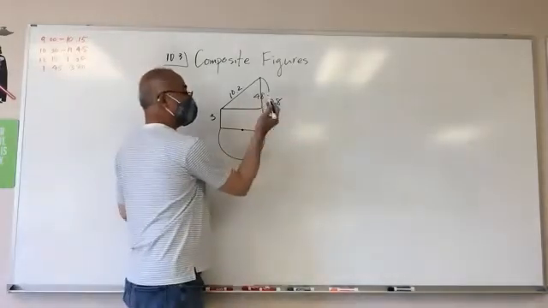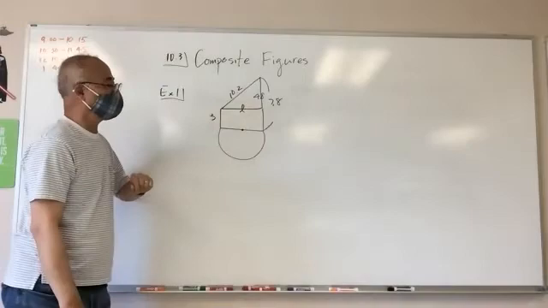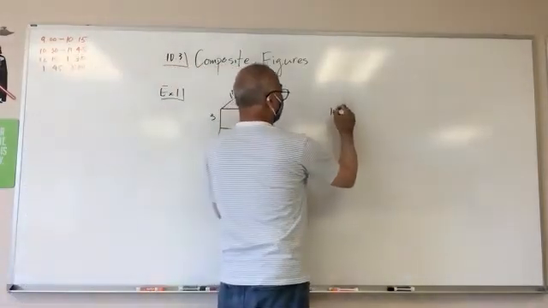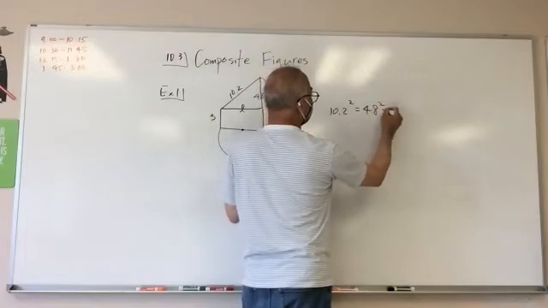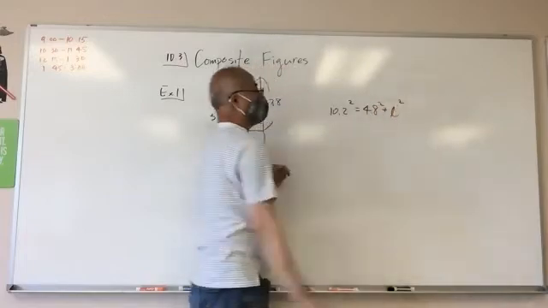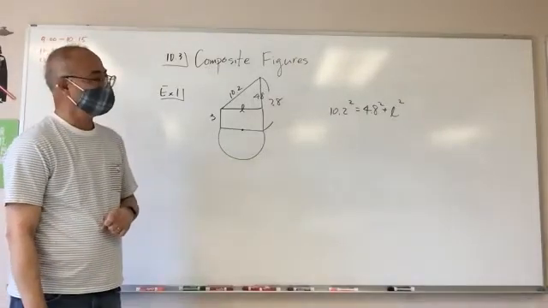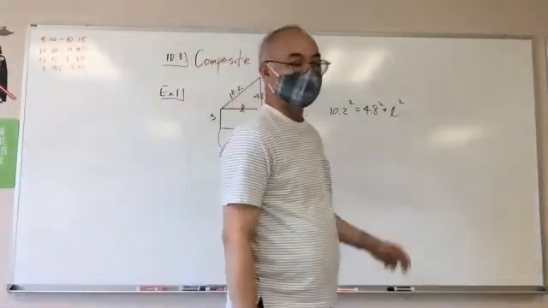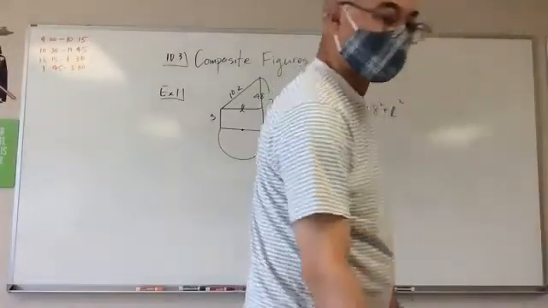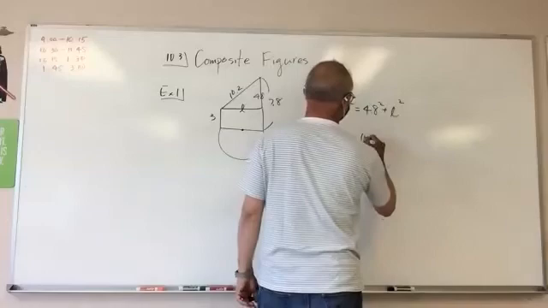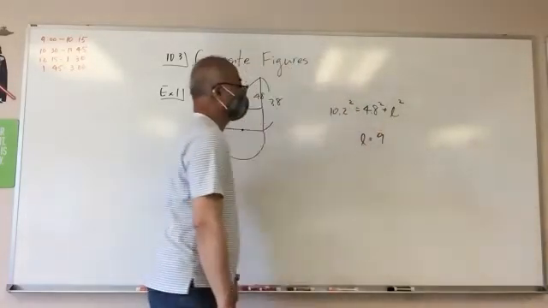So what we're trying to find here is this guy here. We'll call it L. 10.2 squared is going to be equal to 4.8 squared plus L squared. Okay. And I'm a little lazy. If you do that, you get 9. L is equal to 9 is what you get.